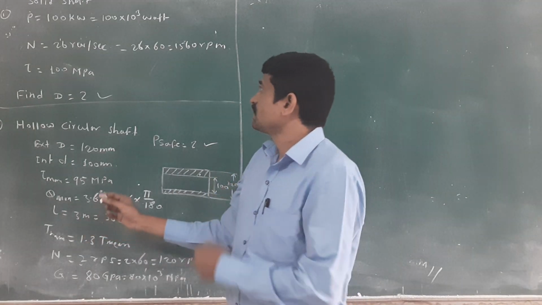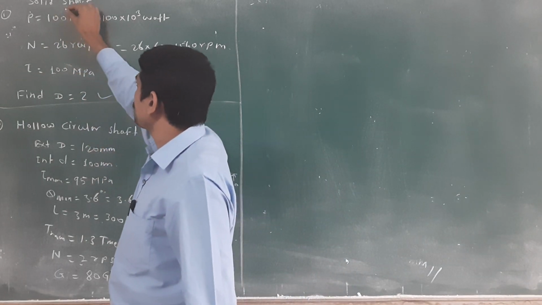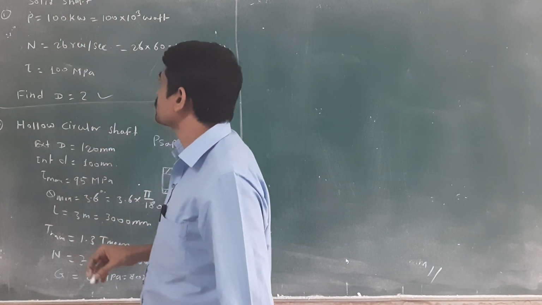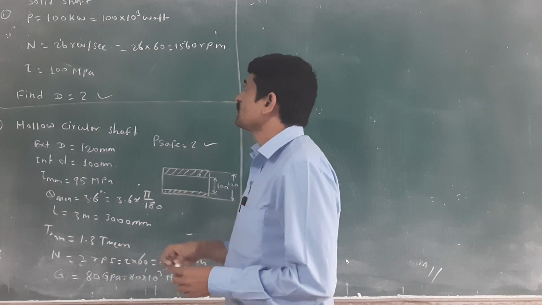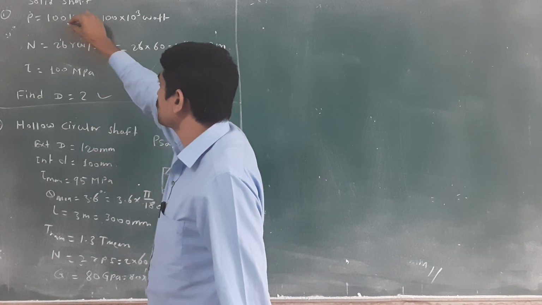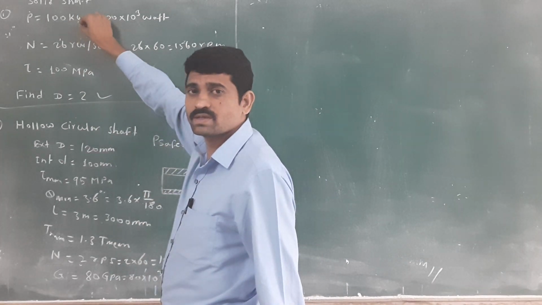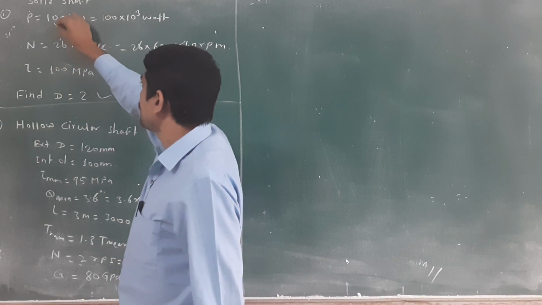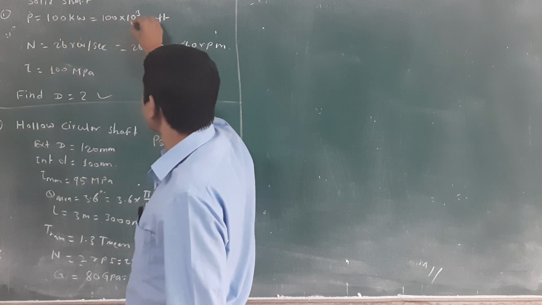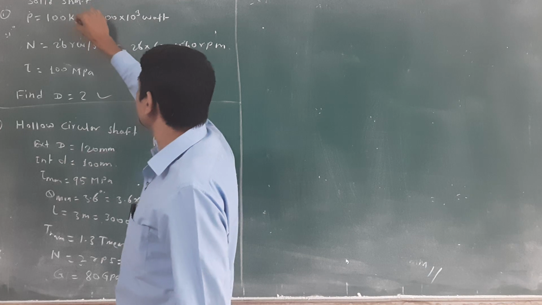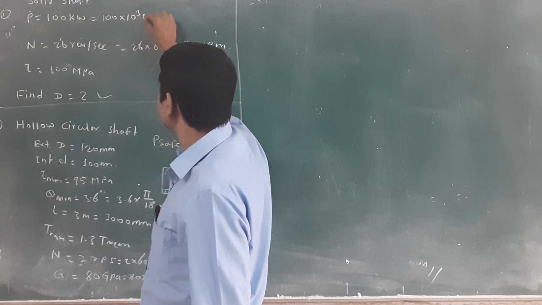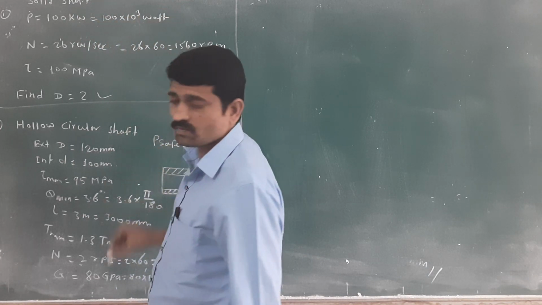In the first numerical, you are given a solid circular shaft with power equal to 100 kilowatt. I have converted this into watt. How to convert? Kilo means 10 raised to 3, so 100 into 10 raised to 3 watt.